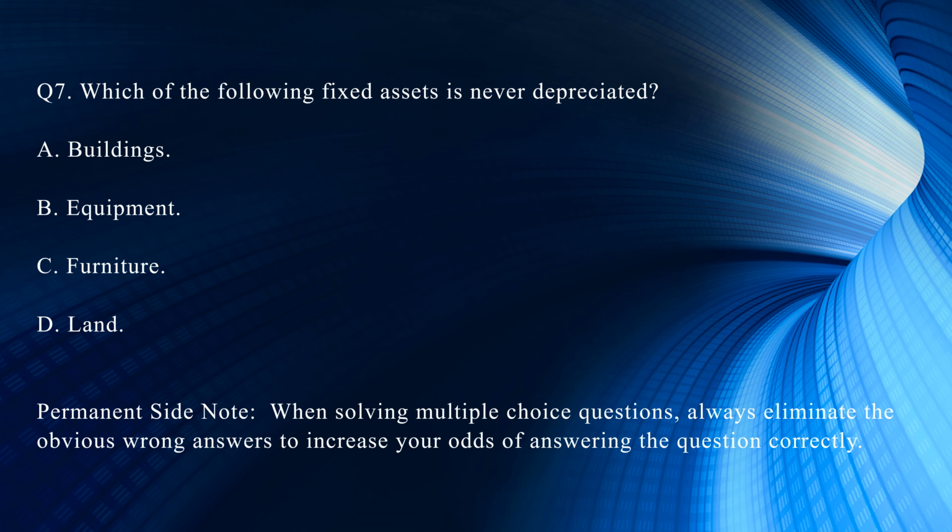However, land, the land on which your fixed asset stands, that never gets depreciated. So the answer to question 7 is land, which is D.